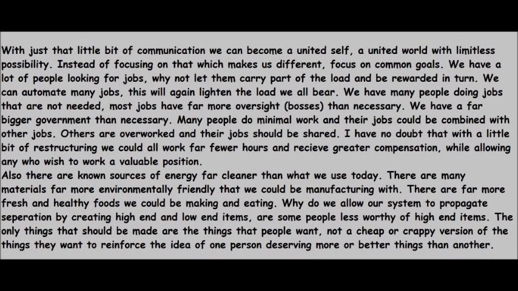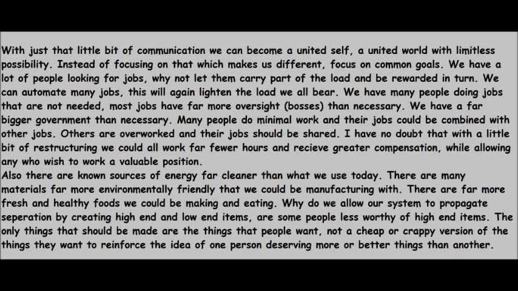We have a far bigger government than necessary. Many people do minimal work and their jobs could be combined with other jobs. Others are overworked and their jobs should be shared. I have no doubt that with a little bit of restructuring, we could all work far fewer hours and receive greater compensation, while allowing any who wish to work a valuable position.